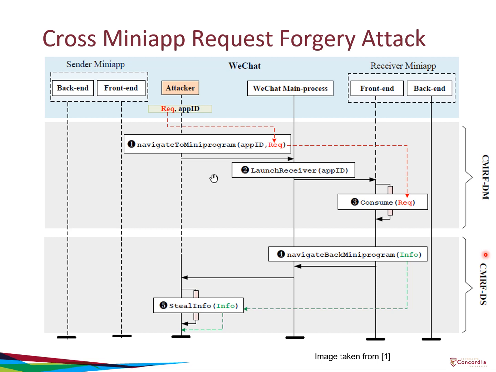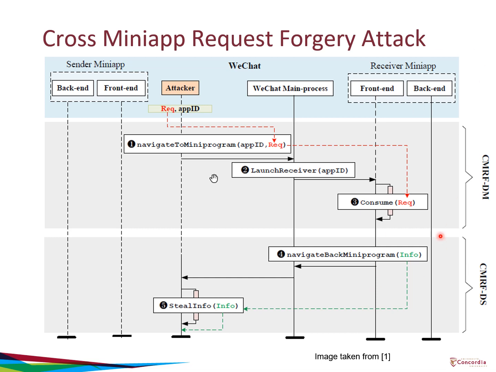The host application will launch the receiver Miniapp, in this example the shopping Miniapp, based on the application ID specified by the attacker. This is step 2. Since the shopping Miniapp does not check whether the application ID is from an intended Miniapp, the request sent by the malicious Miniapp will be processed as usual in step 3. And therefore the attacker can achieve shopping for free attacks.